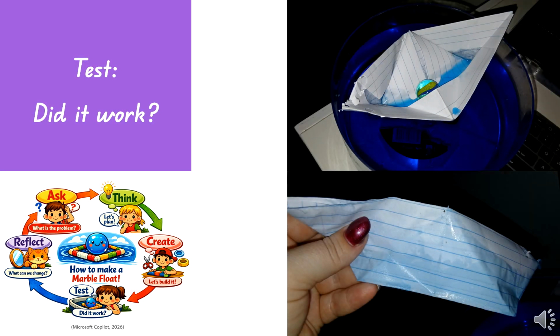So did it do what it was supposed to do? At first, the paper boat made the marble float according to plan. But after a little while, the paper started to get soggy and the boat began to sink.